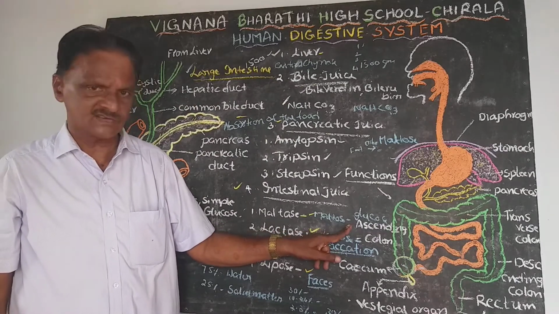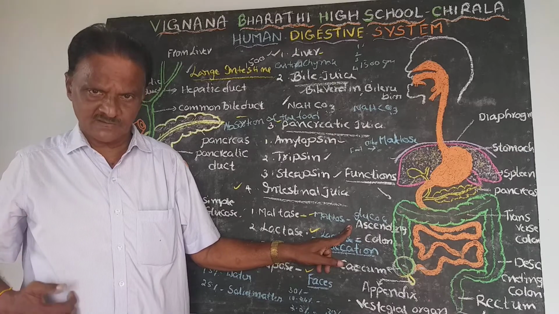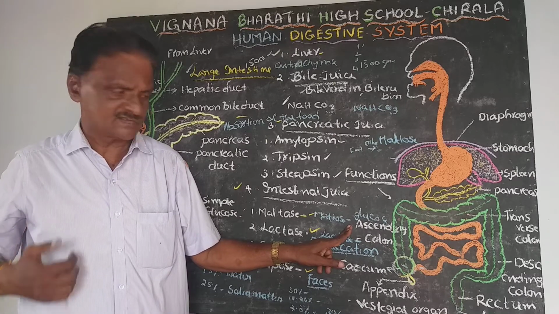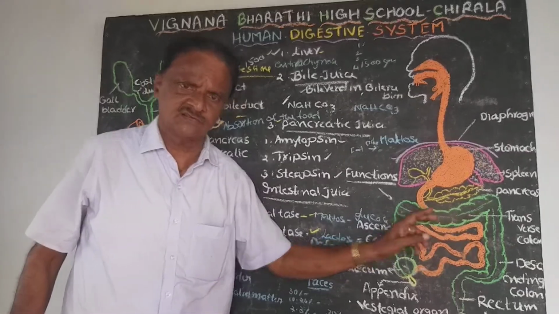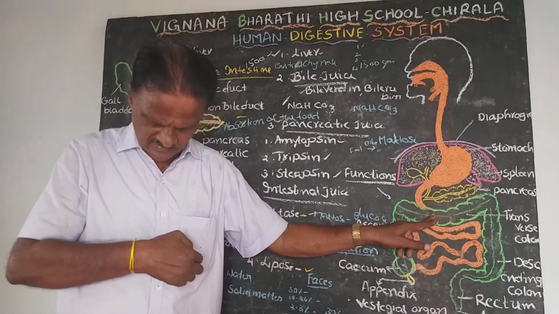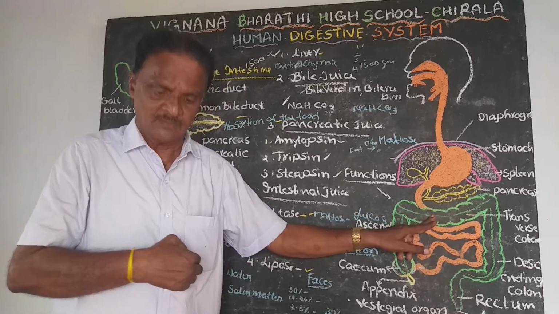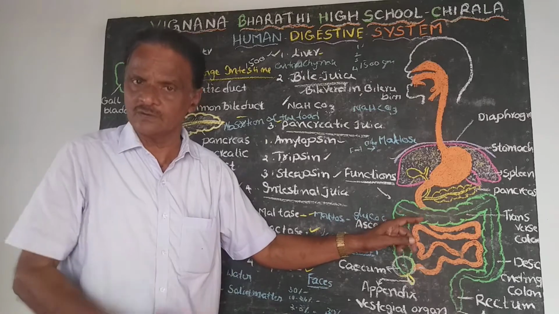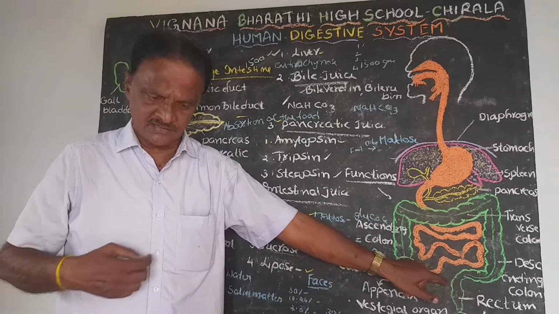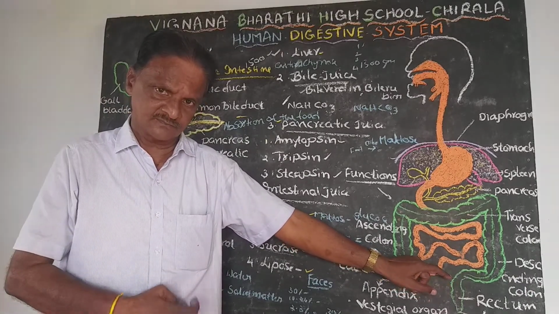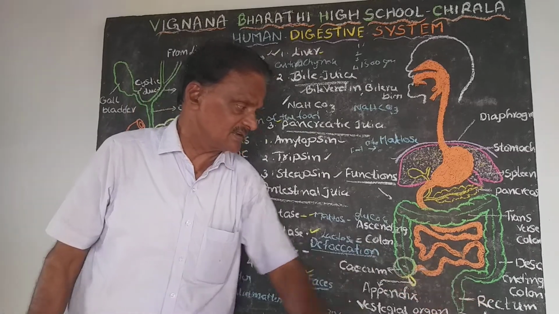The ascending colon passes upward on the right side of the abdomen. Next is the transverse colon, which crosses to the left below the stomach. Third is the descending colon, which passes down on the left side.